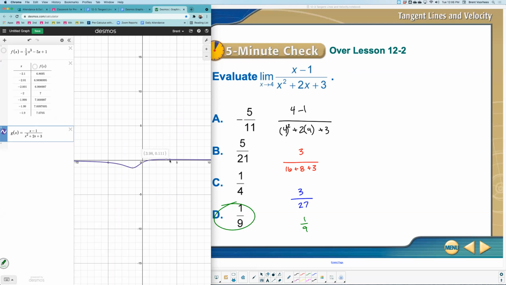As I approach 4, it seems to me when I look on this table here that it's like 0.11111. Now, what is 0.1111? It's 1/9. So you can see that's true. And again, if you wanted to use the table, you could.